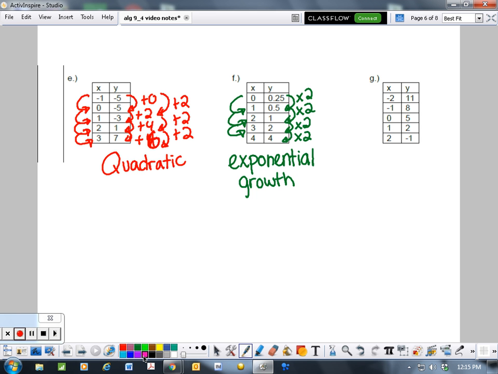Okay, so let's look at our next one. Common, we're good for the x's. So let's see what's happening with the y's. Minus 3, minus 3, minus 3, minus 3. All of those are the same, so this is a linear.